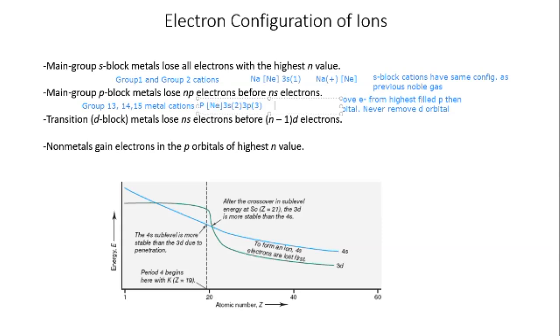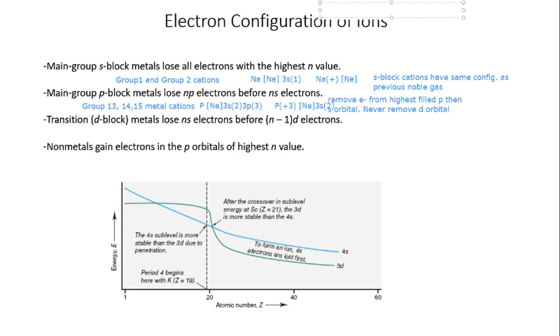Now, if we want to do phosphorus 3 plus, again, we have to remove from the highest orbital first. And if you're on the same energy level, the higher the l value, the higher energy orbital it is. So we remove from the 3p first. So it becomes neon 3s2. That's the electron configuration of phosphorus 3 plus. Again, you never remove from the d orbital for p block cations.